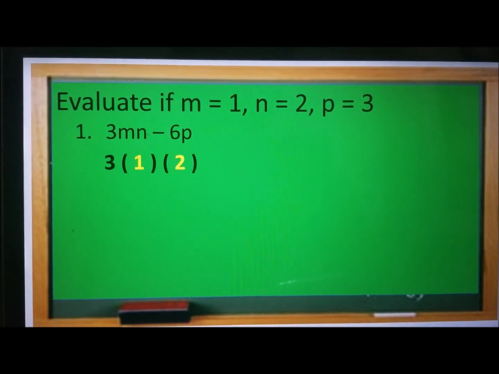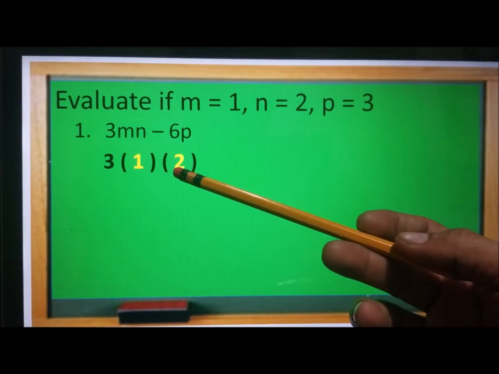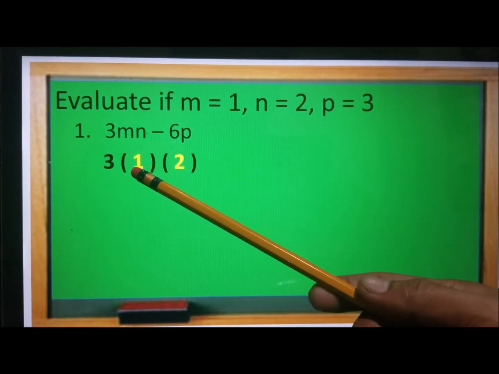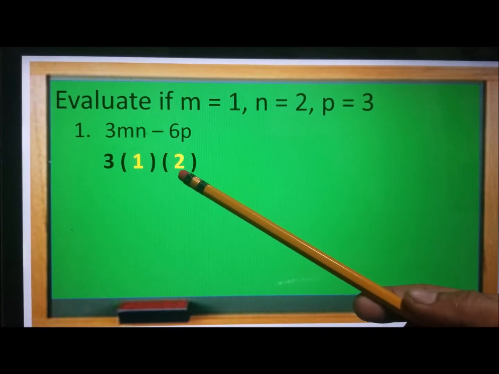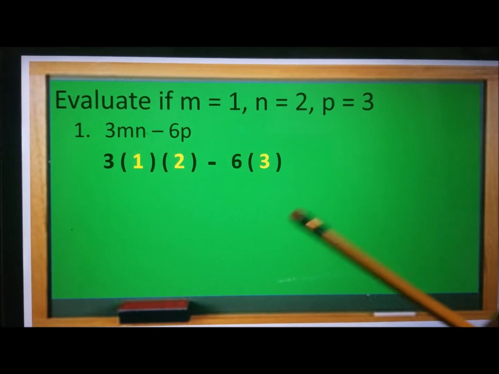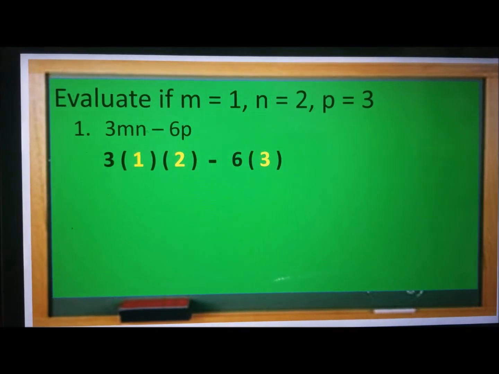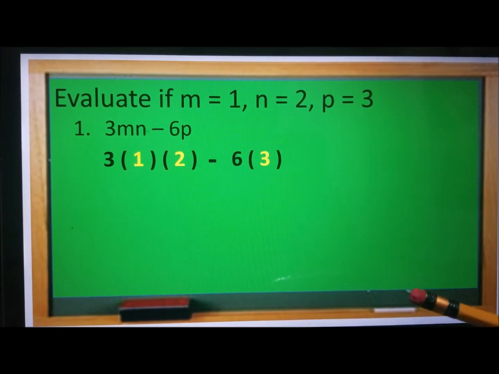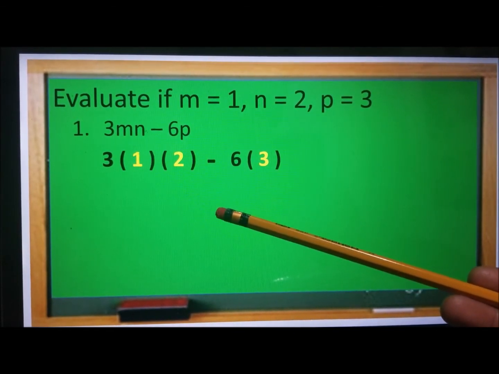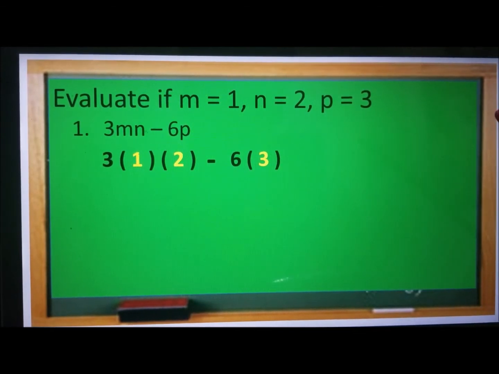So let's have 3 times the value of m times the value of n. As you can see, I just substituted the value of m, which is 1, and the value of n, which is 2. Then minus 6 times the value of p, which is 3. After the process of substitution, the resulting expression now is a mathematical expression. So we are now ready to do the GEMDAS rule.